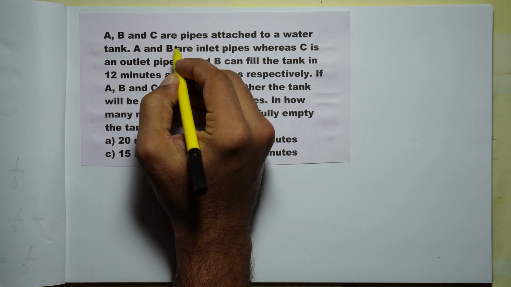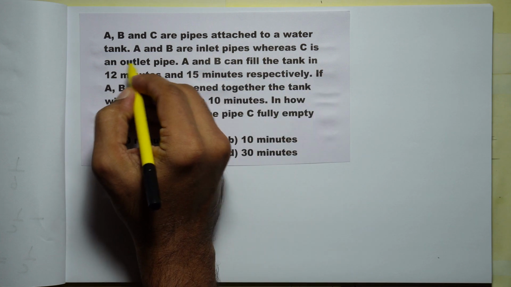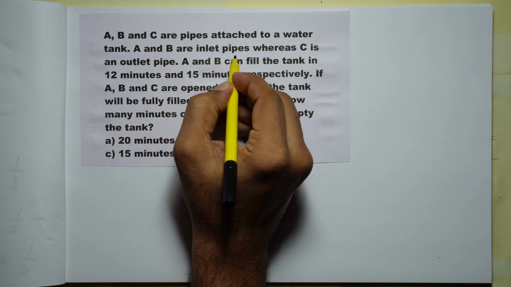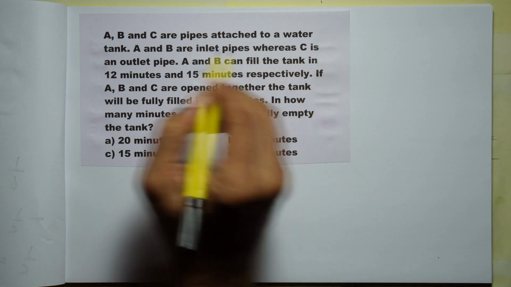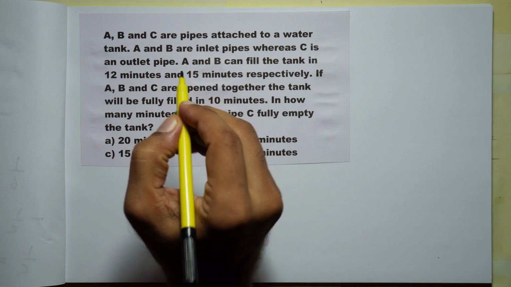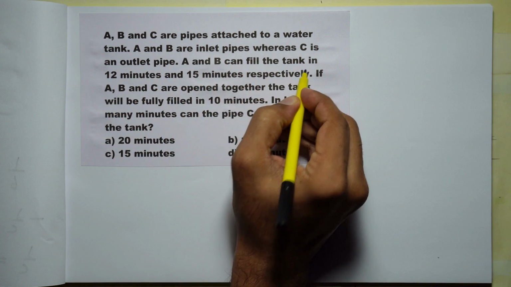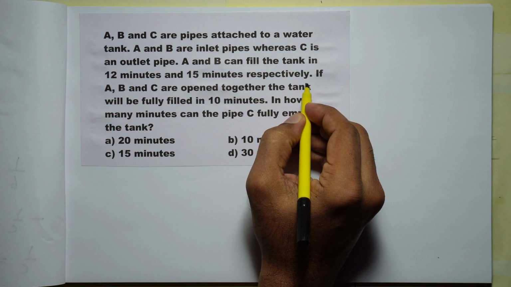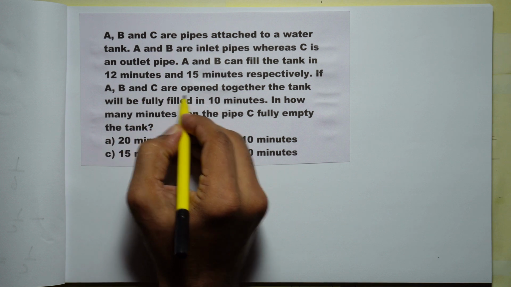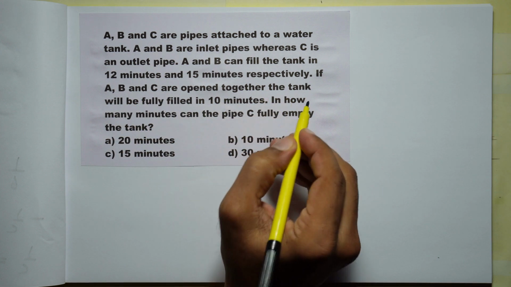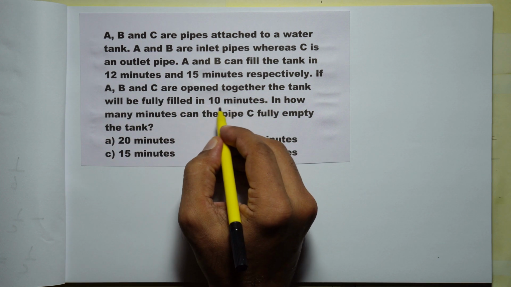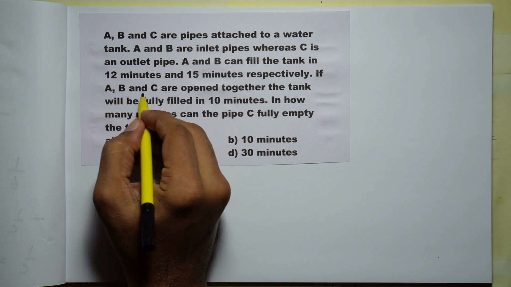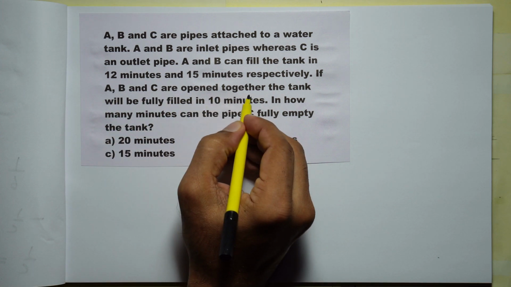A, B and C are pipes attached to a water tank. A and B are inlet pipes, whereas C is an outlet pipe. A and B can fill the tank in 12 minutes and 15 minutes respectively. If A, B and C are opened together, then it will be fully filled in 10 minutes. So all A, B and C are opened together.